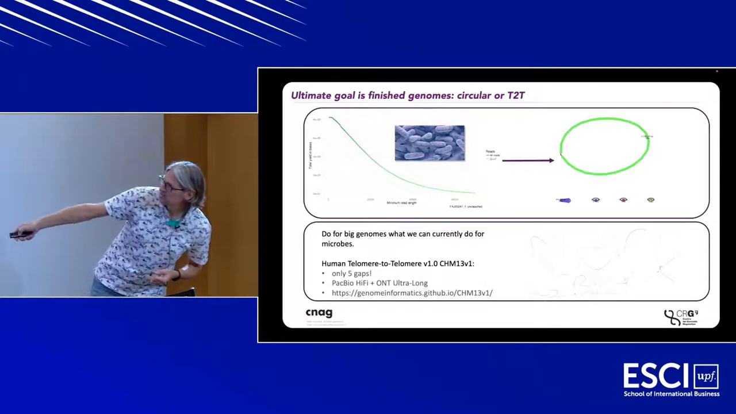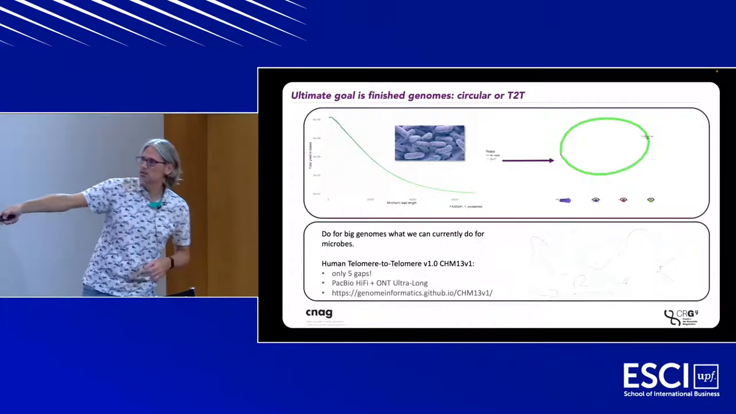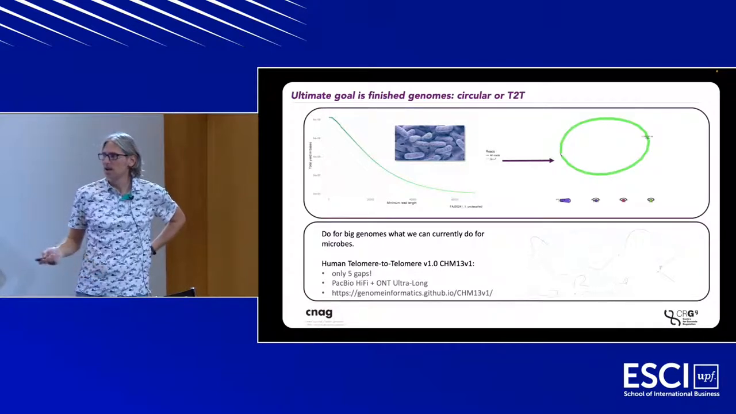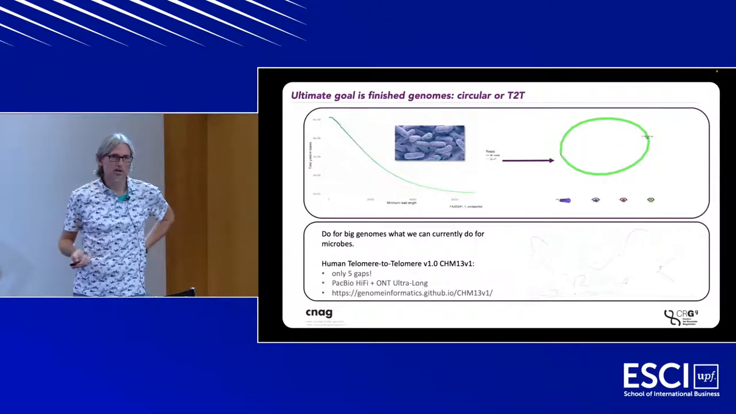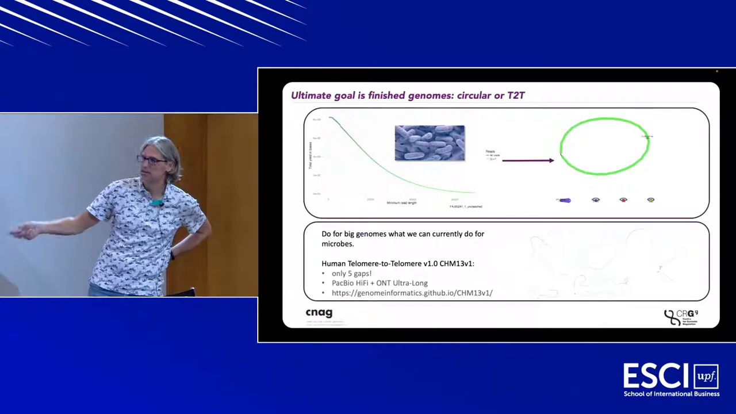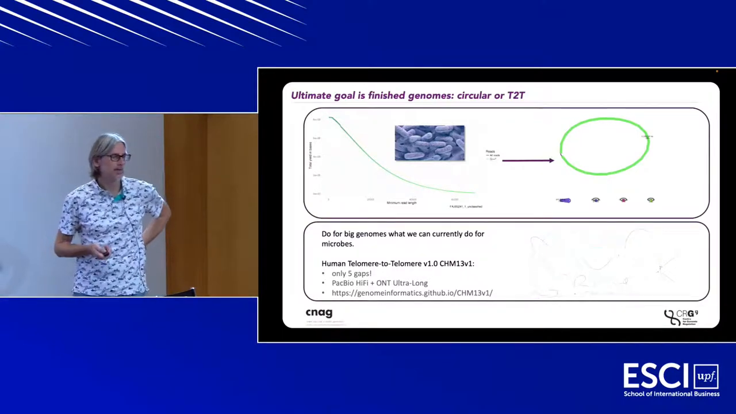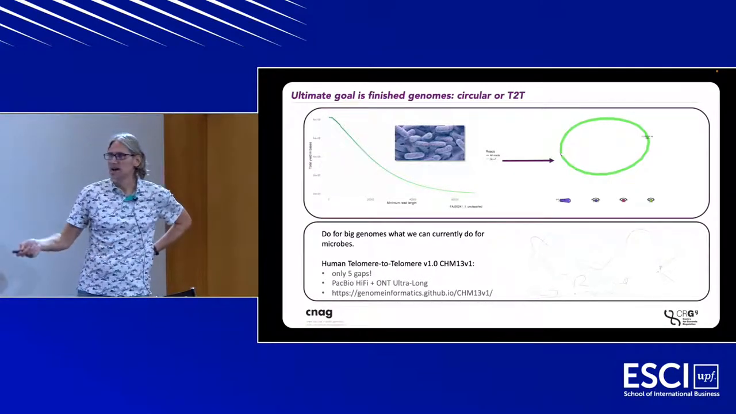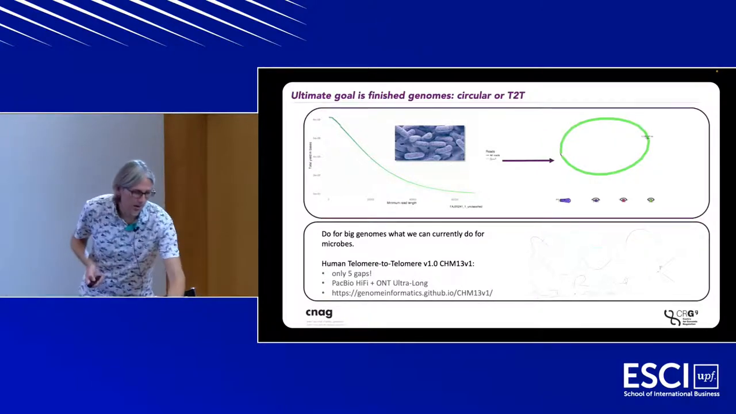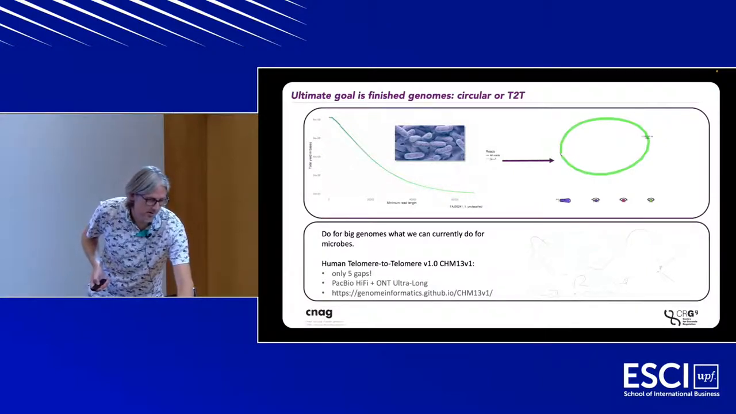You can't really see it here, but there's a consortium called the Telomere to Telomere Consortium, and they've been working on the human genome, and now we have a gapless human genome. This is the previous version with a few tangles left in the graph, and the idea is to get to that for every species, okay? But that takes lots and lots of resources. It's getting easier and easier.